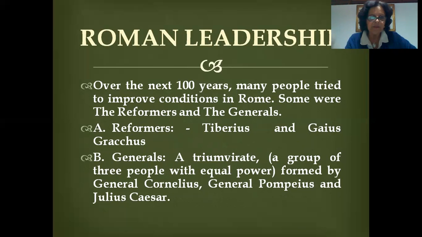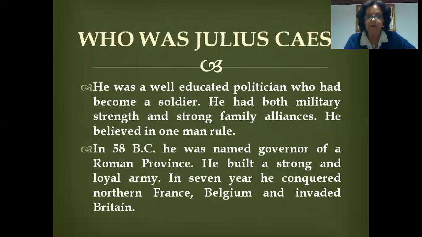This is when we have the reformers and the generals. The reformers were Tiberius and Gracchus, and the generals formed a triumvirate, which is a group of three people with equal power. They were Crassus, Pompey, and Julius Caesar, one of the most important characters that we have heard and studied about the Romans. Who was Julius Caesar?